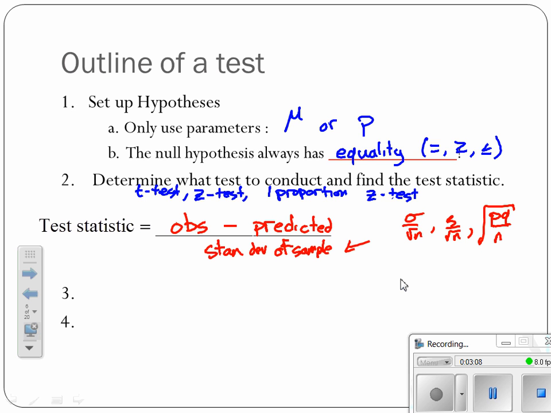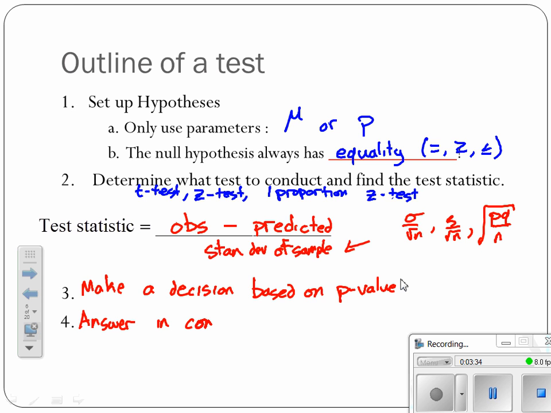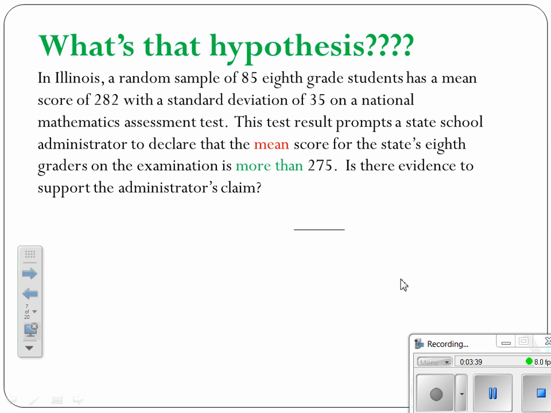The next thing we want to do is make a decision. We want to make a decision based on our p-value, which we'll take a look at how to get. And then from there, we're going to answer in context. I always want to keep the context of the problem in mind. So let's take a quick look at how to set some of these up.